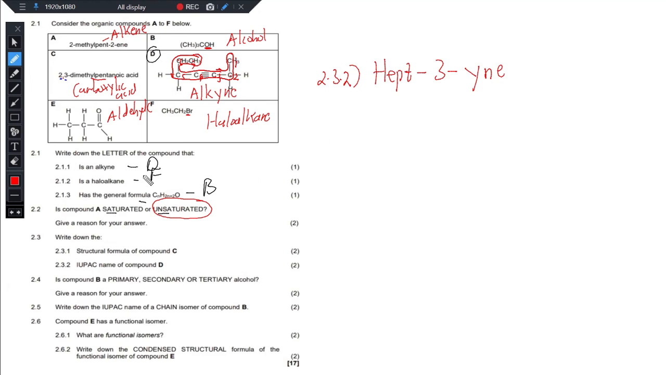Now 2.4 is asking, is compound B a primary, secondary, or tertiary alcohol? Give a reason for your answer. Now this is B here. If you want to get a correct answer for that one, the advice is it is better to draw that as a structural formula so that you get to see what is really going on.